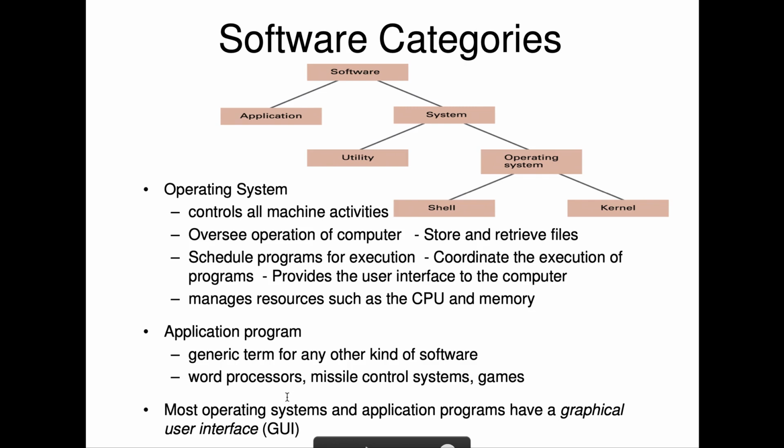And finally, most operating systems and application programs will have a graphical user interface. That is very easy. When you open the Mac or Windows, you have options like double-clicking on a folder. You open the folder, you open the file, and everything you can interact with via mouse clicking. So it's basically a graphical user interface.